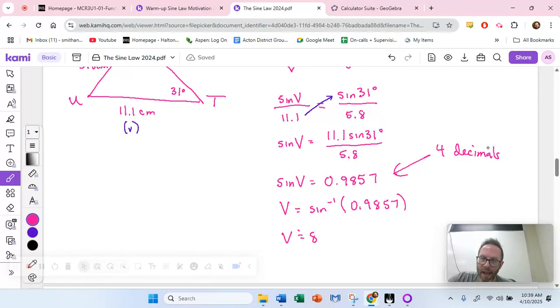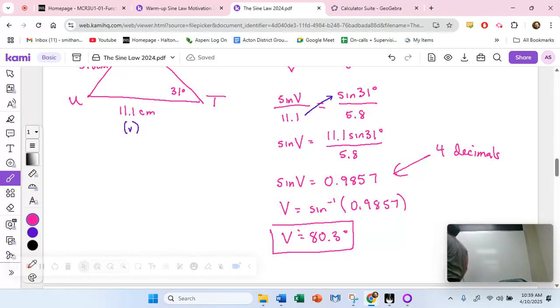I got 80.3 degrees, which seems reasonable. So if maybe you worked ahead and you rounded that to 0.99, you would have something pretty different actually. But with 4 decimals, we should all get about 80.3. And that's finding an angle with the sine law. Not so bad. Anything you guys want to chat about?